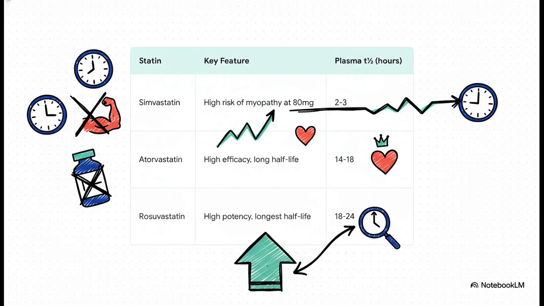Now, this table is full of clinically important stuff. Look at the plasma half-life. Just look at it. Simvastatin, it's in and out in about 2 to 3 hours. But then look at atorvastatin. We're talking 14 to 18 hours. And rosuvastatin, it's working for almost a full day, 18 to 24 hours. This is a massive, massive difference, and it totally changes how we prescribe them. Oh, and also, please note that warning for simvastatin. At the 80 mg dose, there's a higher risk of myopathy or muscle problems.